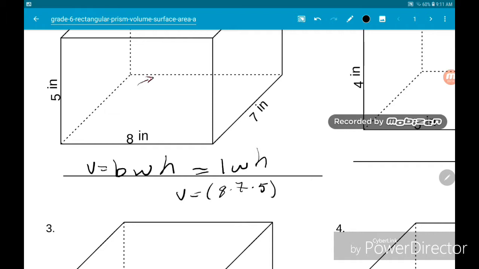So 8 times 7, what is 8 times 7? 56 times 5. So it's 8 times 7 is 56, times 5 is 280. Just to verify: 30 carries a 3, 25, 26, 27, 28. 280. Okay, the only thing that we have left is what units do you use?